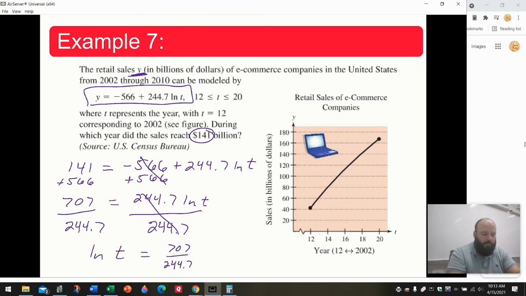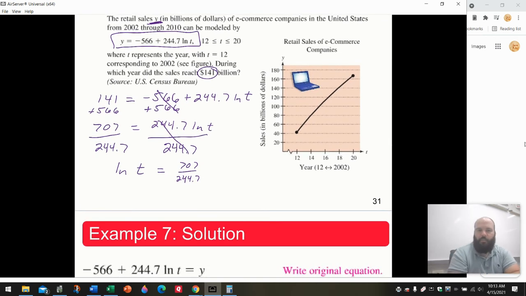So now we're almost done, but we need a way to get rid of this natural log right here and get the t by itself. Now we can't just divide by natural log, because natural log is not multiplying the t. It's taking the natural log of t. The way that you get rid of natural logs, as we've practiced in previous problems, is that you need to convert it from its logarithmic form into its exponential form. And then you won't have a natural log there. The variable will be by itself, and you'll be able to solve for it.